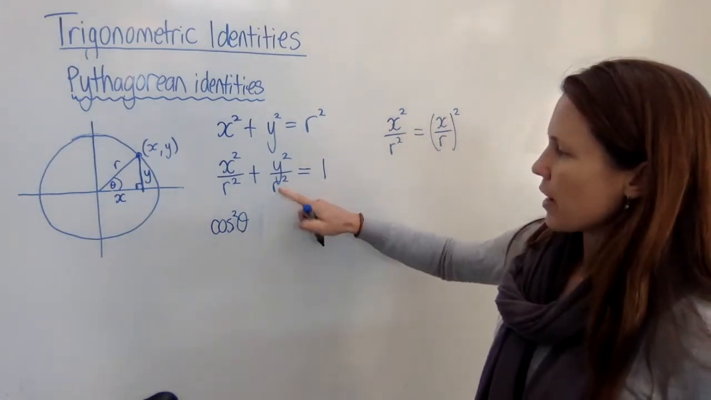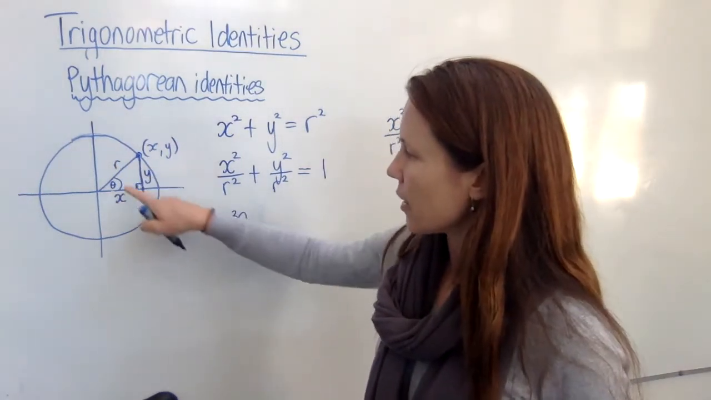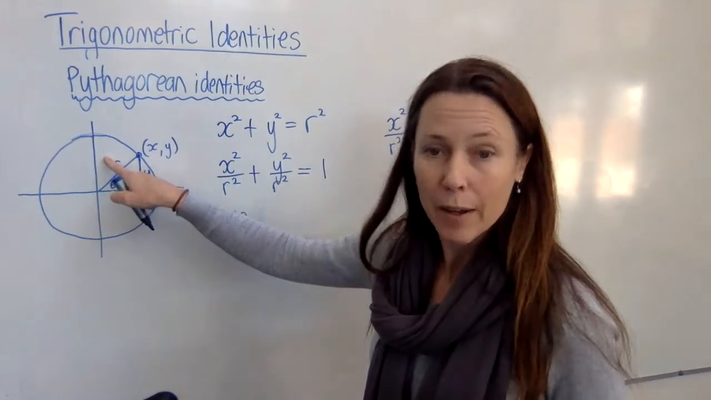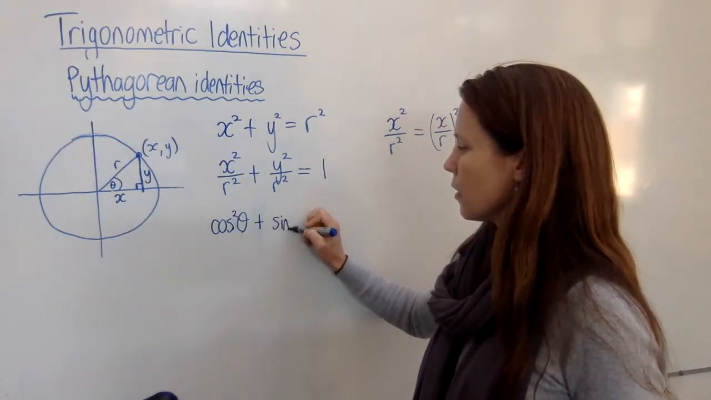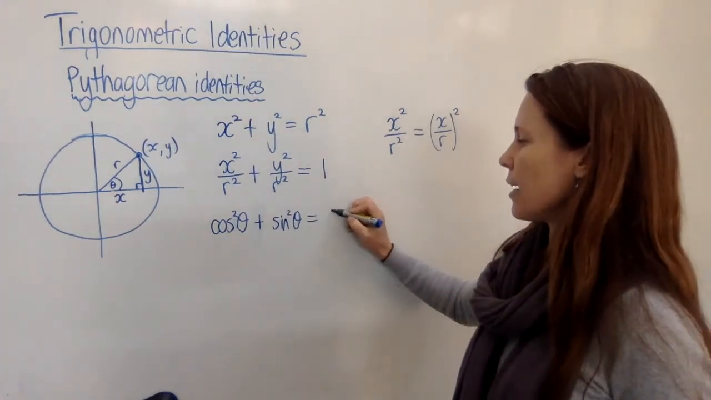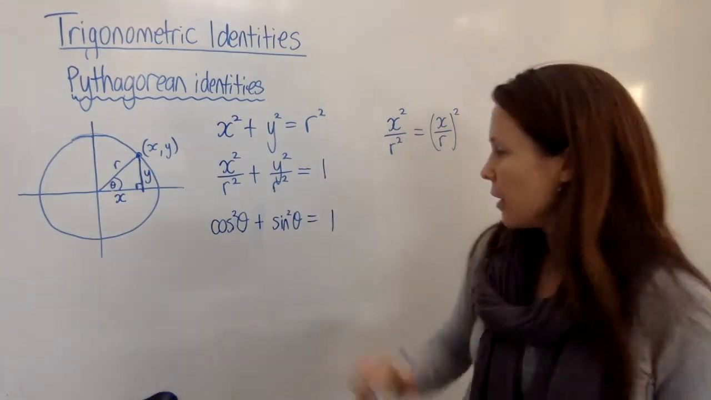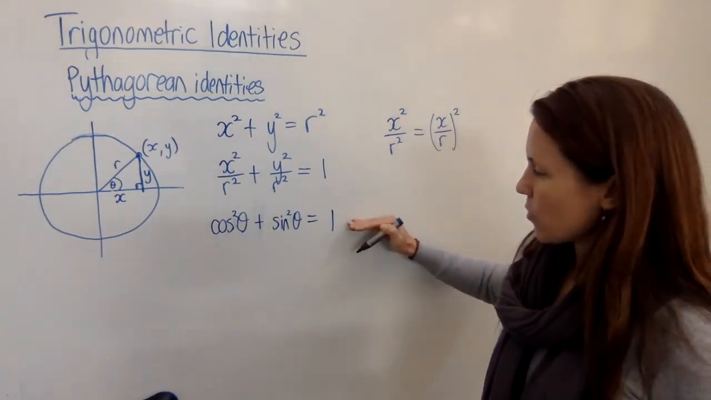All right, for this one we have y over r squared. Now y over r looks like the opposite side over the hypotenuse. So that would be sine of theta, all squared. And here we can just literally label that again as 1. Now we've made our first Pythagorean identity. Now you can put a box around it like that.